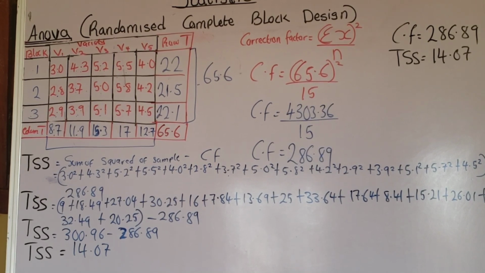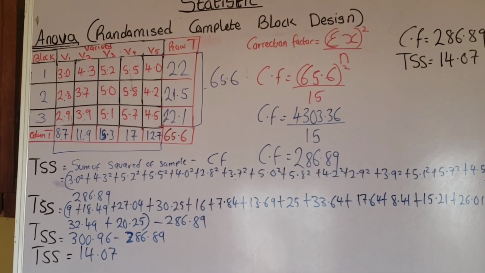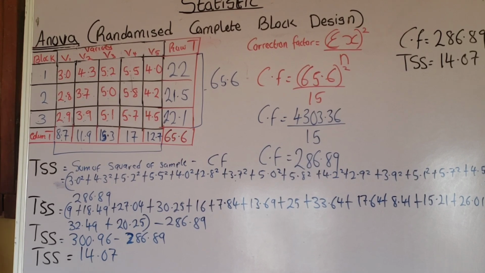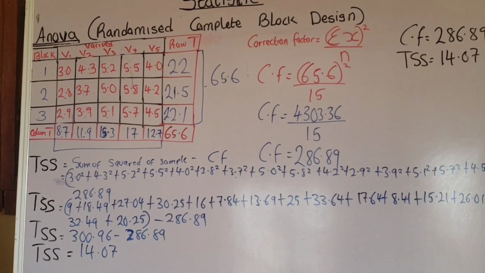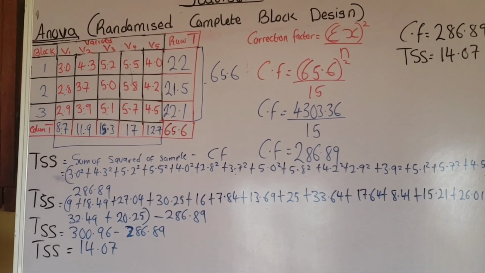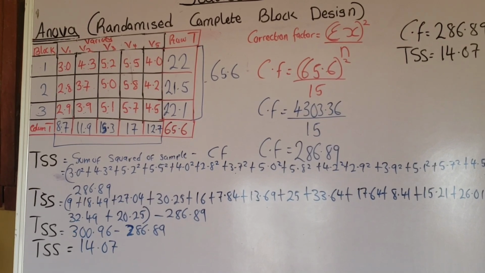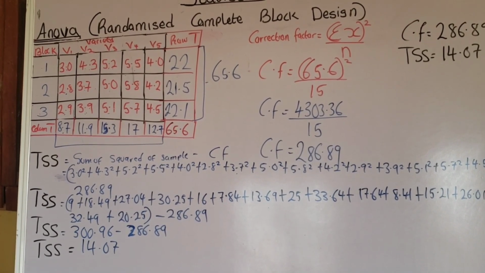Okay? So having gotten the total sum of squared, or sum of square total, the next parameter that we have to calculate is the block sum of squared or replicate sum of squared. In some cases, you might find it as replicate sum of squared or block sum of squared, but in this class, I'm going to be using block sum of squared. Do you understand? Okay? So let's determine the block sum of squared.